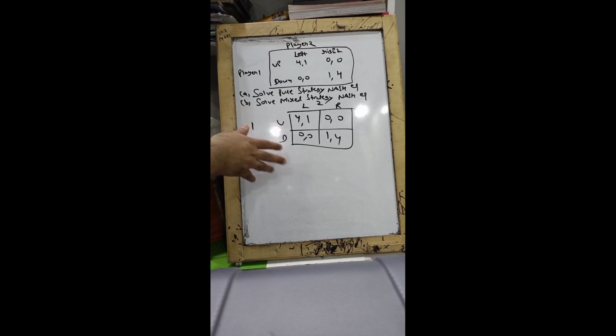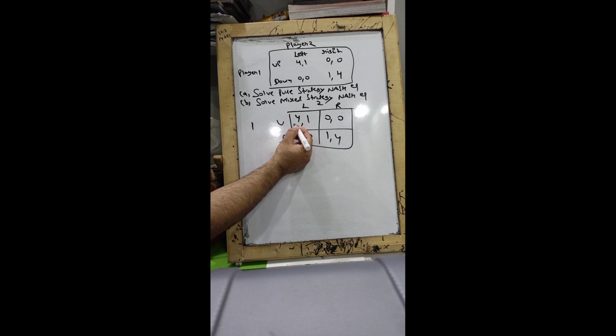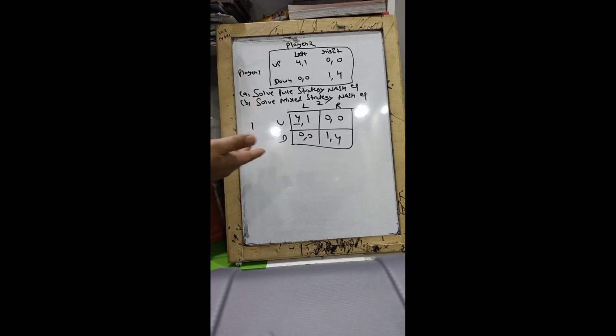Suppose player 1 assumes that player 2 is going to go left. Now he has to decide between up and down. I guess up. Now if player 1 thinks that player 2 is going to go right, he has to decide between up and down. Well, down.